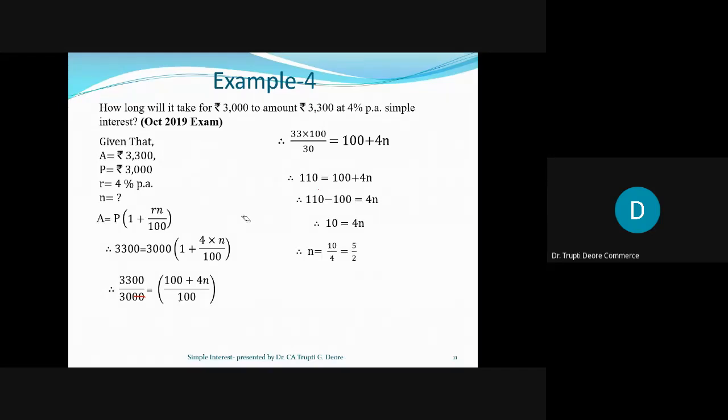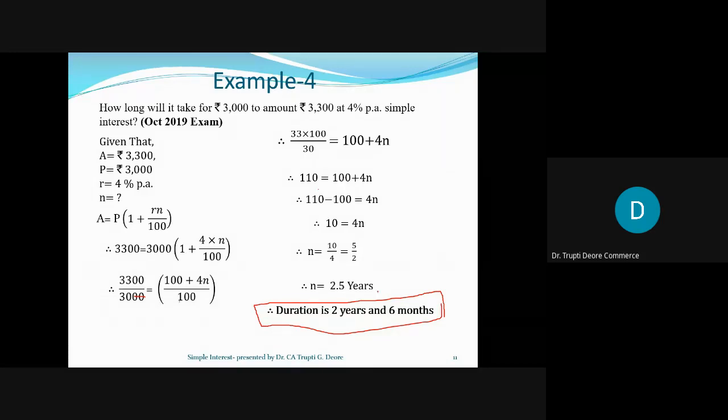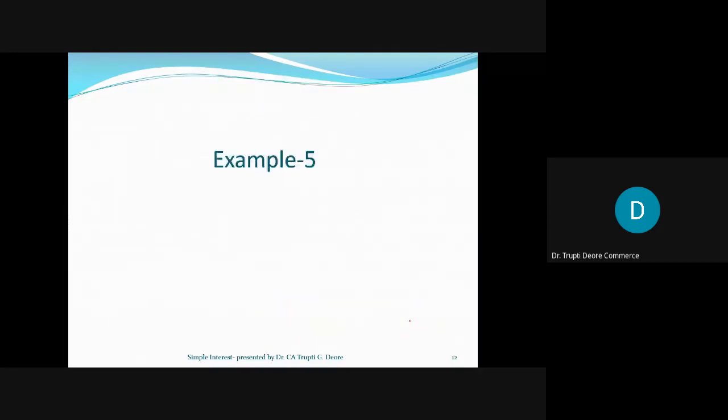These are the steps. So 2.5 years. Don't forget to write the denomination. So the answer is: therefore, the duration is 2 years and 6 months. When you convert into years, you have to write 2 years, and 0.5 means half a year. Half a year is 6 months. So either you write 2.5 years or duration is 2 years and 6 months, whatever is comfortable for you. Understood? We'll go for the next.